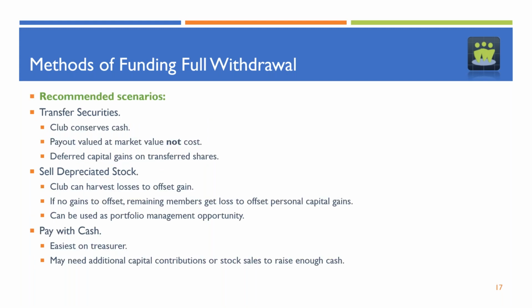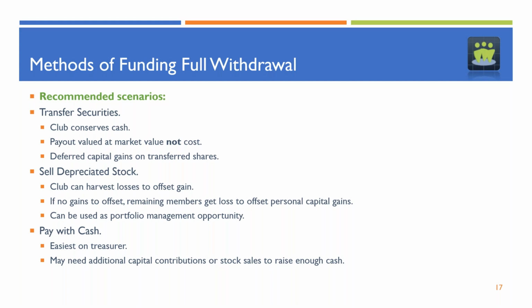So why is that? Recommended scenarios. Transfer securities. Well, the club gets to conserve cash. The payout is at the market value of these appreciated stocks, not at cost. And for the member and for the club, you get to defer the capital gains on those transferred shares. Now, the continuing members don't get to completely get out of paying capital gains on the appreciated value of those stocks you transfer, but it's deferred to when they withdraw. So, and then if they take shares, it can be deferred even further.